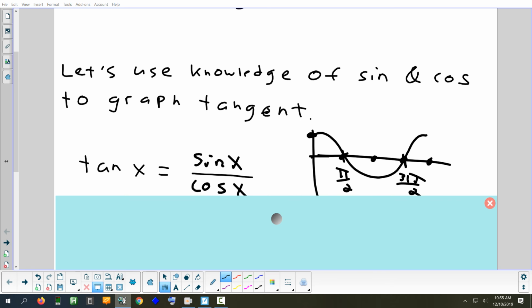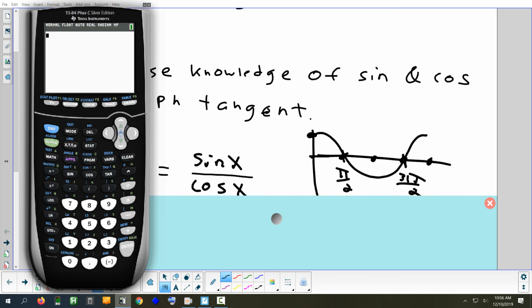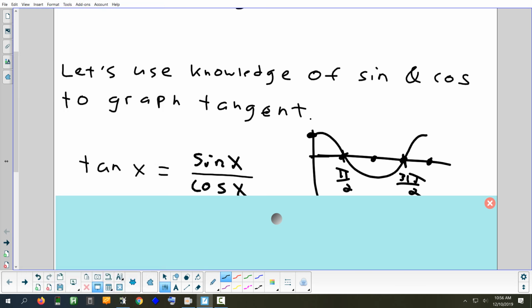So that's why if you try to type in the tangent of 90 on the calculator, we can just do it in radians. We'll do pi over 2. So we type in tangent of pi divided by 2. It says error, because what you're trying to do is the sine over the cosine, and cosine of pi over 2 is 0. So you can't divide by 0.